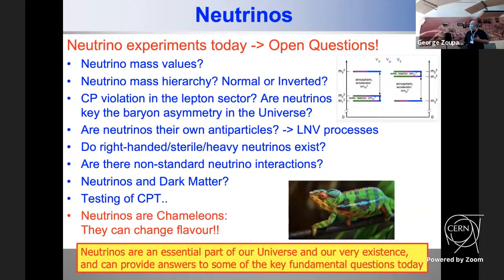Neutrinos also could play a role in dark matter. They could deliver tests of CPT. And obviously, in the interactions, one of the things is to watch out for non-standard neutrino interactions outside of the standard model. But we do know neutrinos are chameleons. They can change flavor like chameleons do.